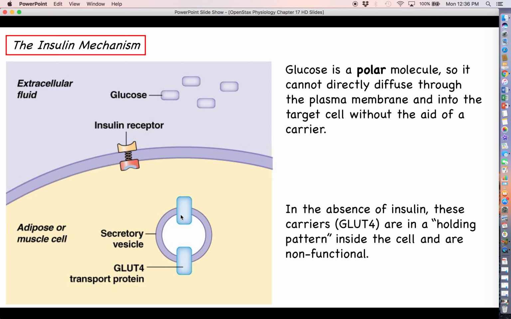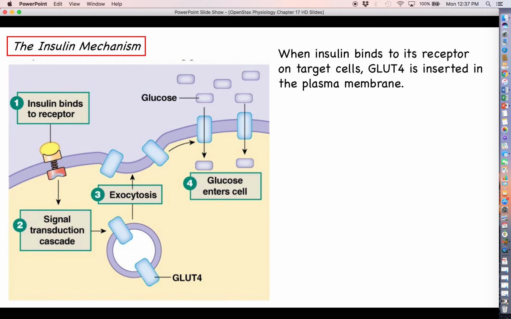We have these carriers in liver, skeletal muscle, and adipose tissue cells. These are called GLUT4 channels. But the problem is that without insulin, they are not in the plasma membrane. They're actually stuck inside the cell in these secretory vesicles, and they are therefore non-functional and cannot let glucose in.